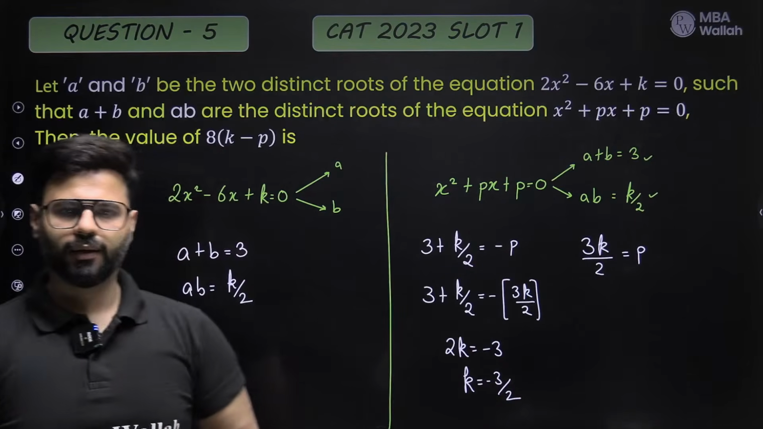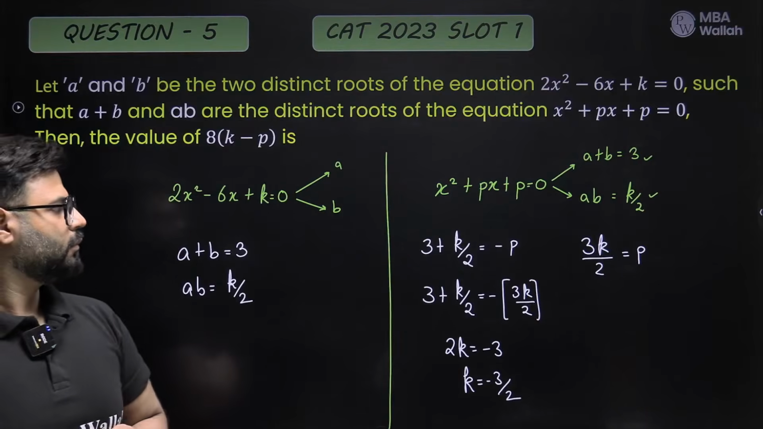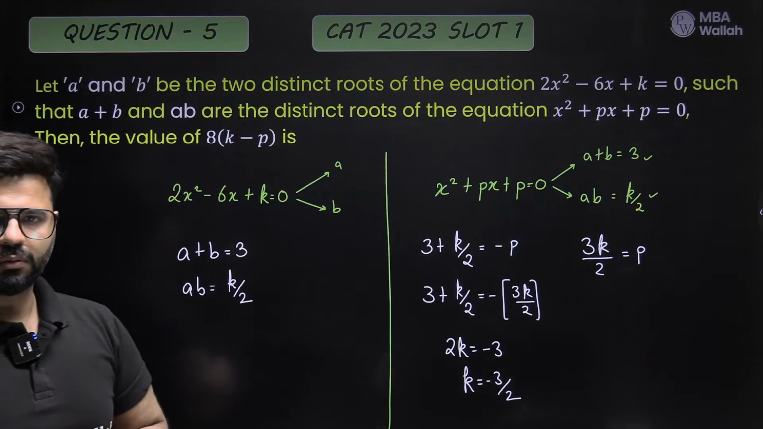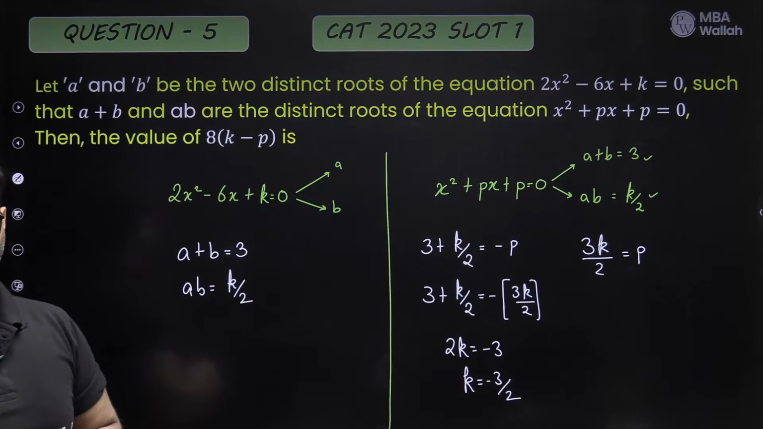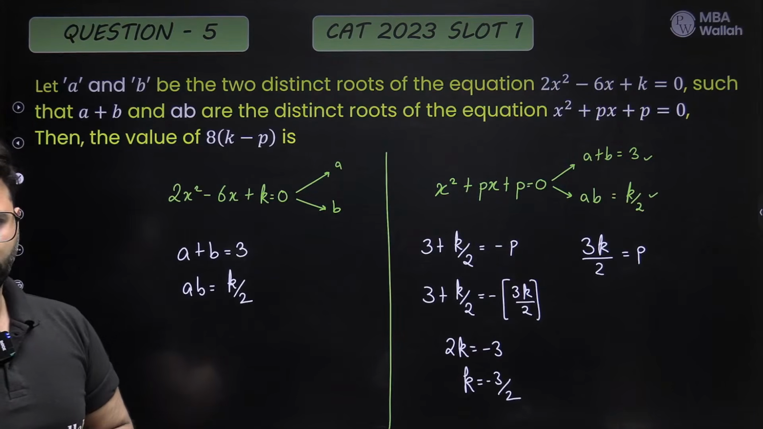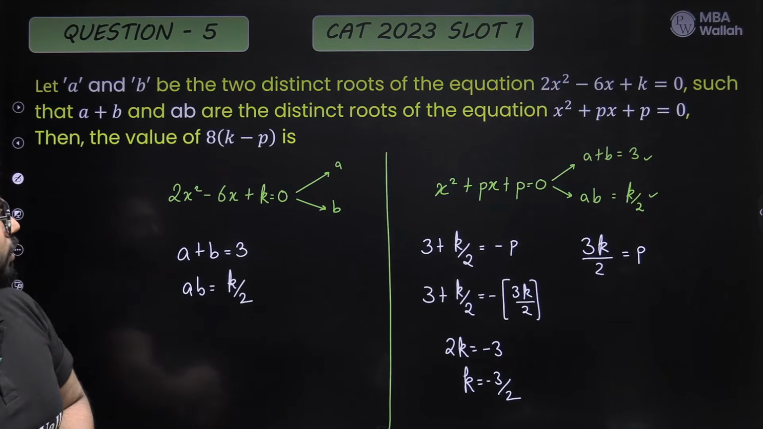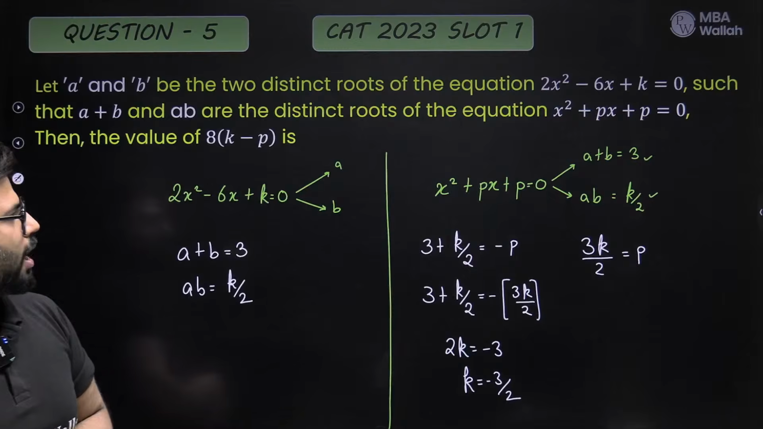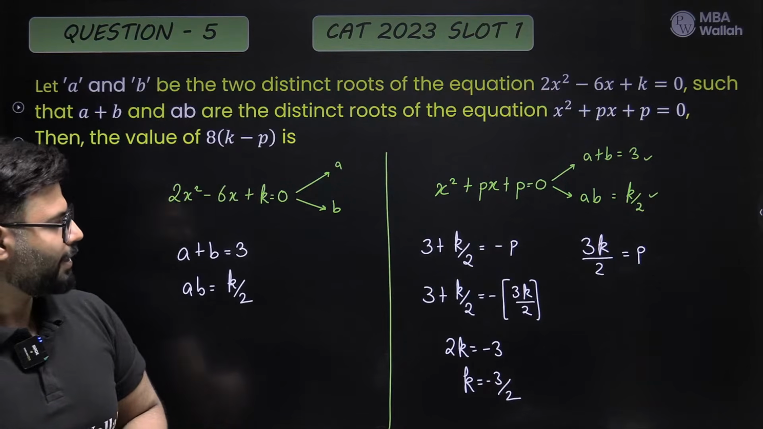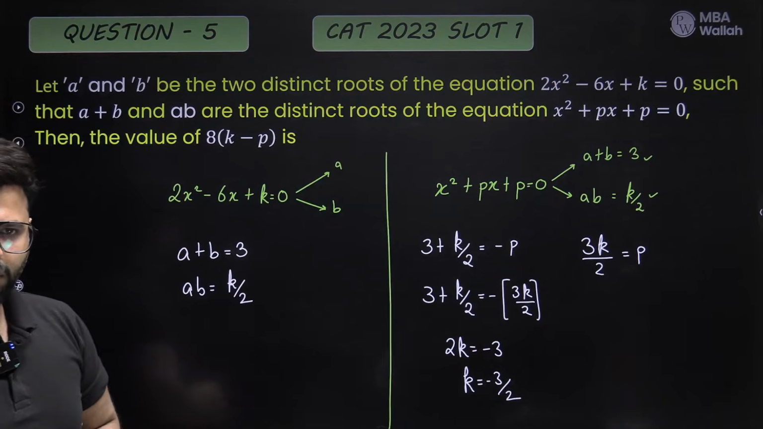Do we have the value of k? Everybody, do we have the value of k? Minus 3 by 2, check. Are we getting the value of k as minus 3 by 2? If I have not made a mess somewhere, 3 plus k by 2 minus p, 3k by 2 is p, absolutely fine. Minus of 3k by 2 comes over here, 2k minus 3. Perfect, looks fine, right? Perfect, k comes out to be minus 3 by 2.